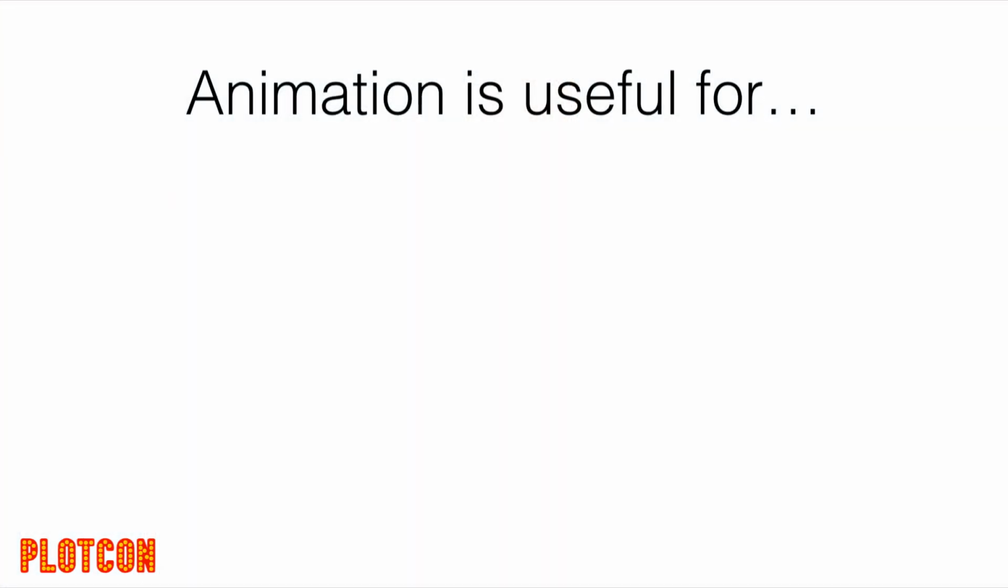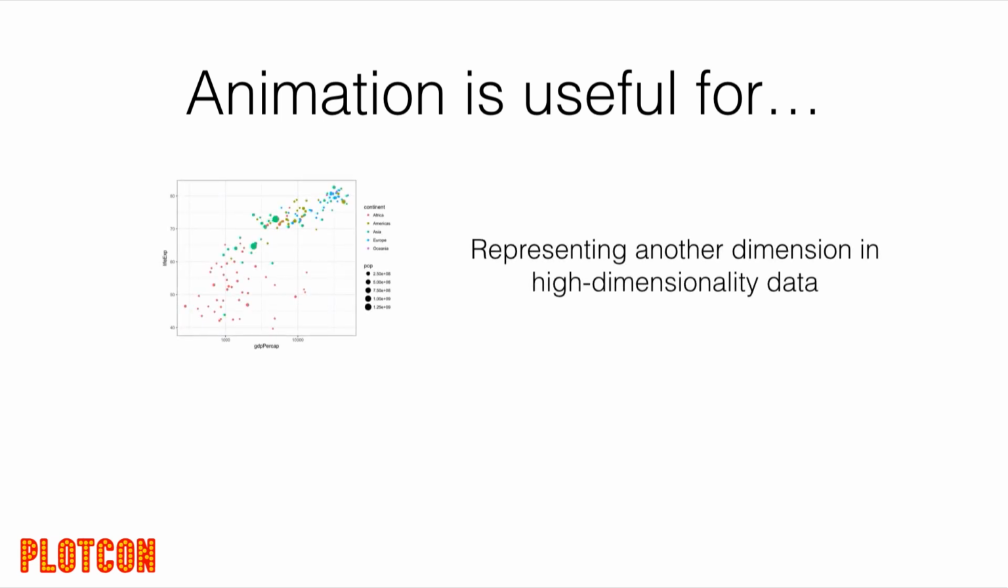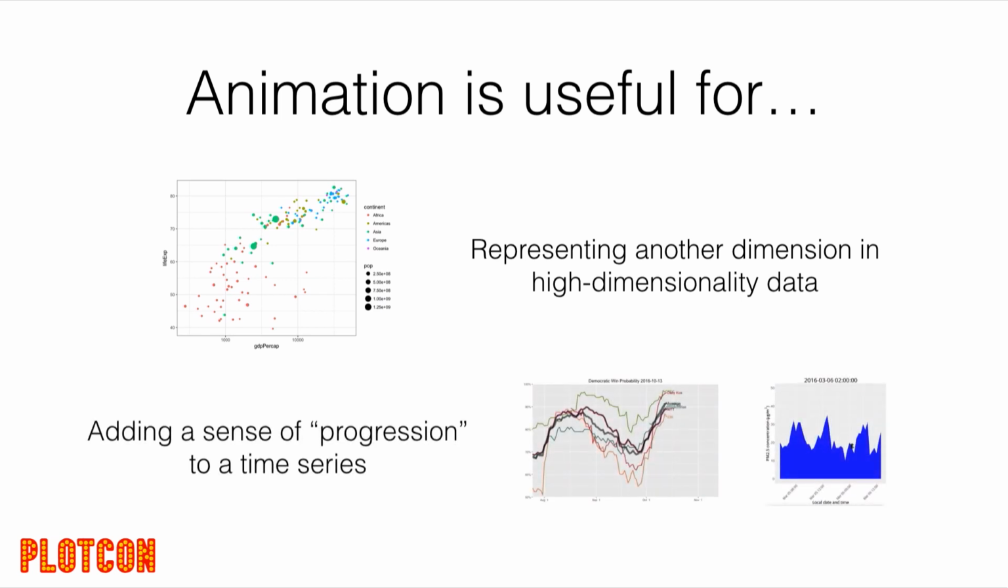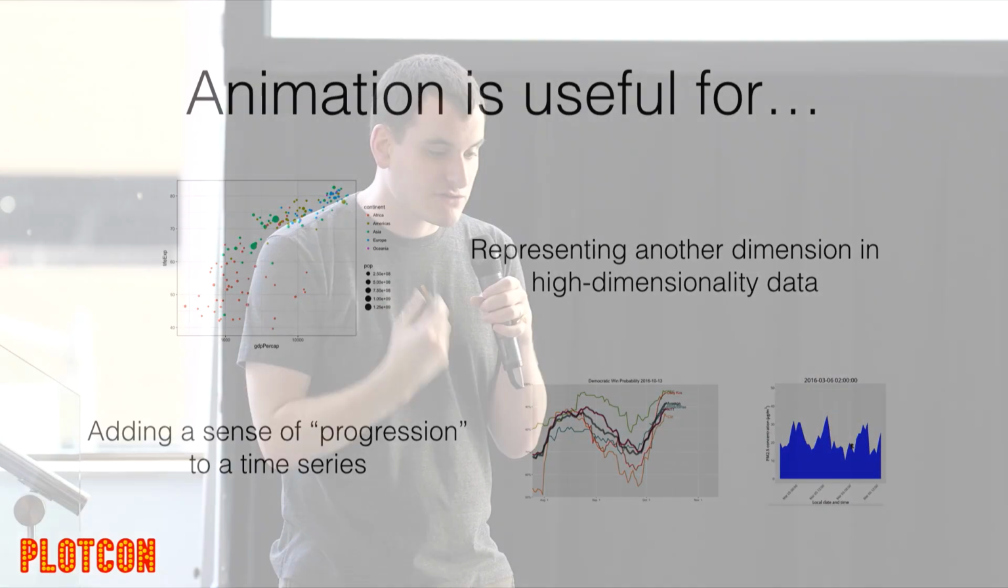But I want to talk about what animation is really useful for. It's useful for, we can take another dimension in already high-dimensional data, like the Gapminder dataset. We can take a sense of progression to a time series, take something that would fit just as a line, but let you animate along it and give you this visceral understanding of going up then down.